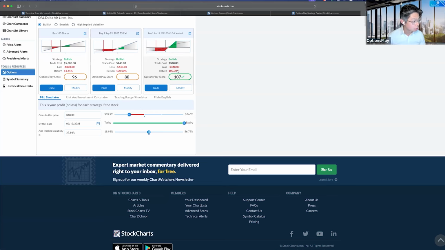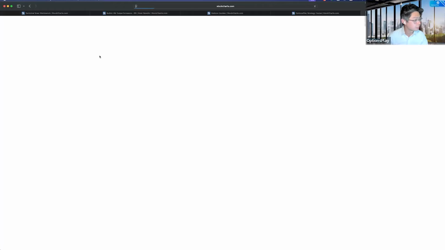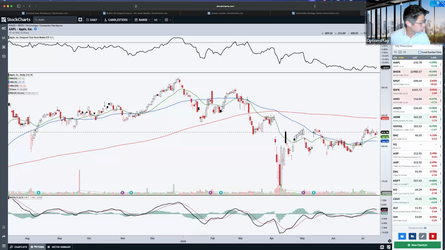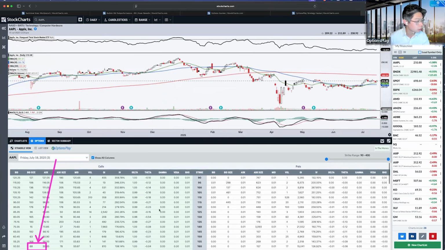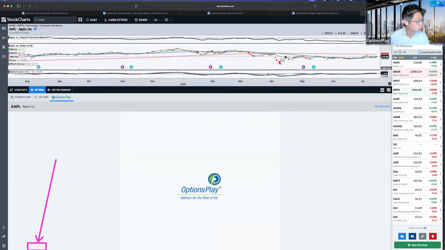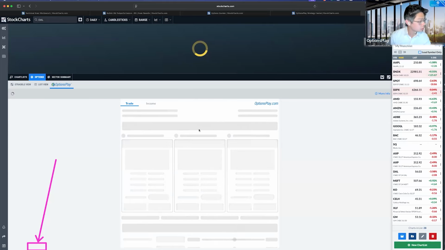So you have this in your SharpCharts, and you also have it inside of ACP. So in ACP, you have a section here at the very bottom called options. And when you click on that, you will see an options chain, which is your default view when you're looking at a strategy. But you can also pull up the OptionsPlay widget the same way we did with the other one. Let's look at Delta.